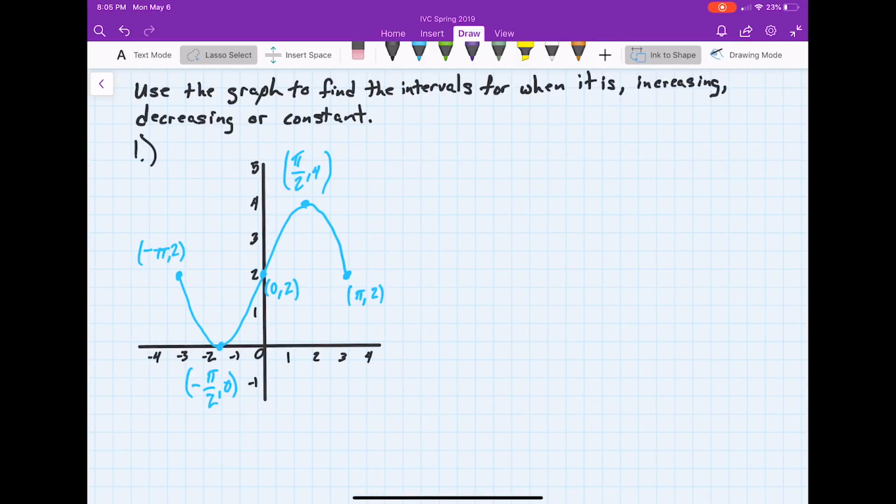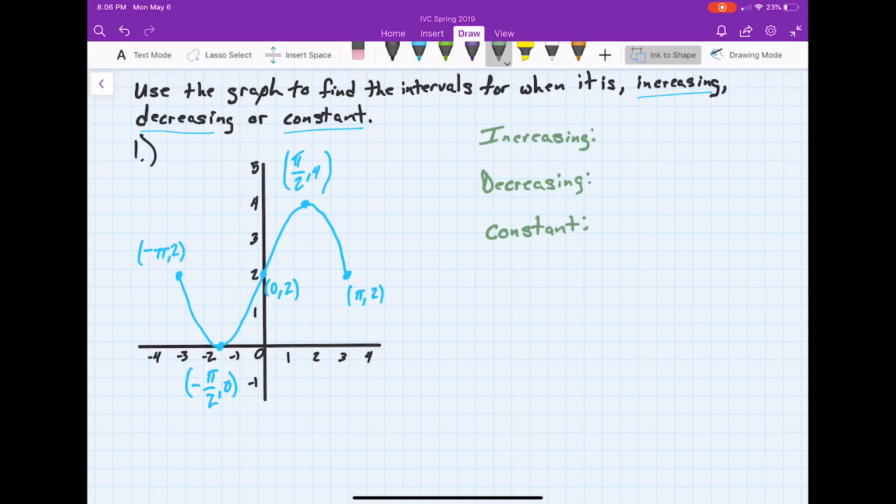So without further ado, let's get on to question number 1. Use the graph to find the intervals for when it is increasing, decreasing, or constant. So these are our three key terms here. We'll write those down right over here because they'll be part of our answer. Increasing, we'll want to know when it's decreasing, and when it's constant.